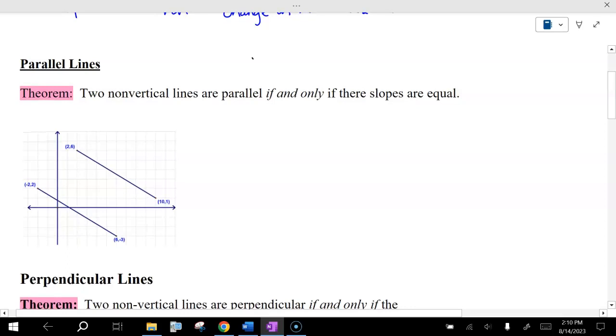So we will learn quite a few theorems this year in geometry, and this is our first one. This tells us that we have two non-vertical lines. They are going to be parallel if and only if their slopes are equal. So let's take a look.